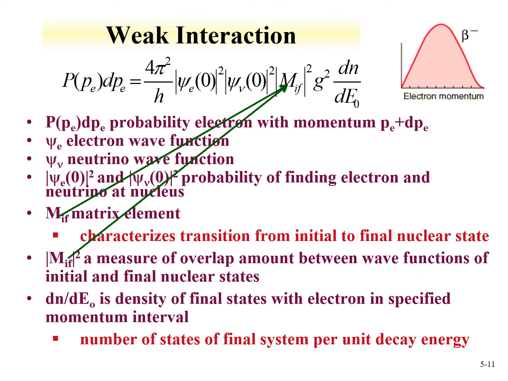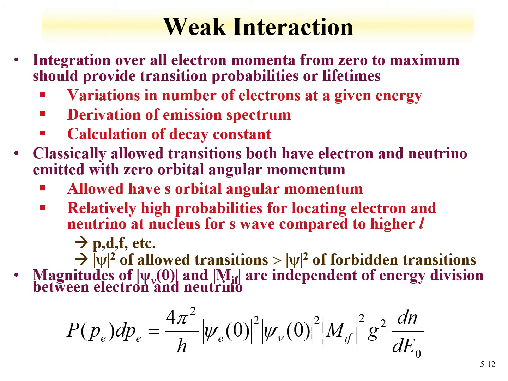So from this equation, I can see that I can use the spectral shape, and here spectral momentum, and information about the electron and neutrino wave function to determine something about this matrix element, which gives me overlap information. Now if I integrate this equation down here over all possible energies or momenta from 0 to the maximum, it should be able to provide some probability or a lifetime.